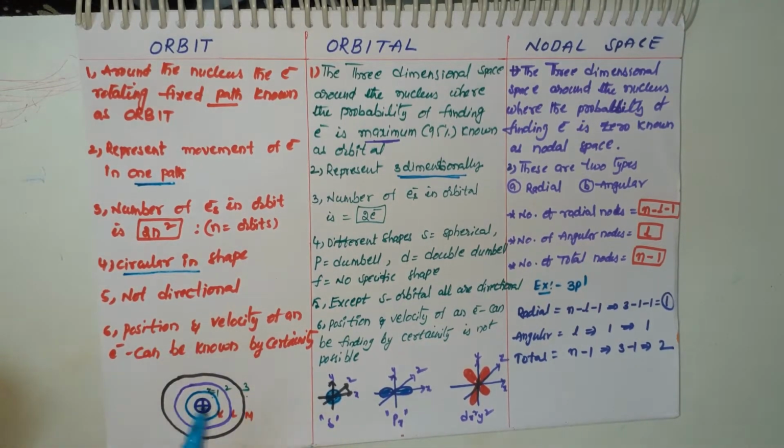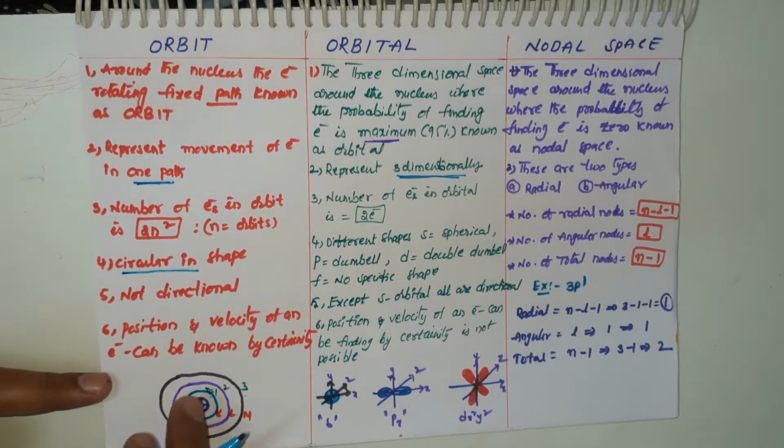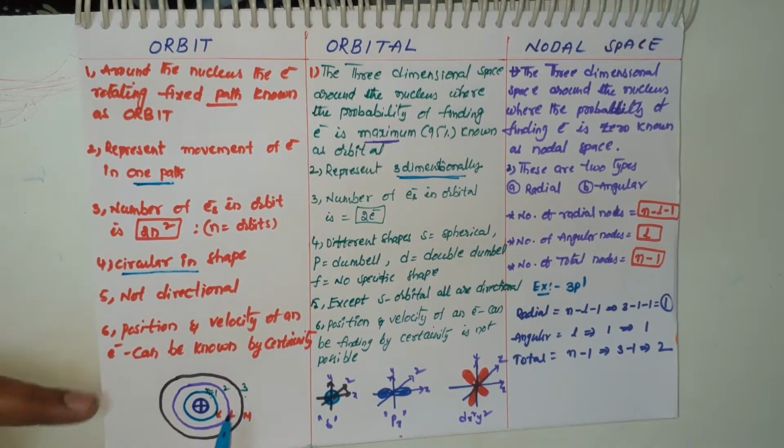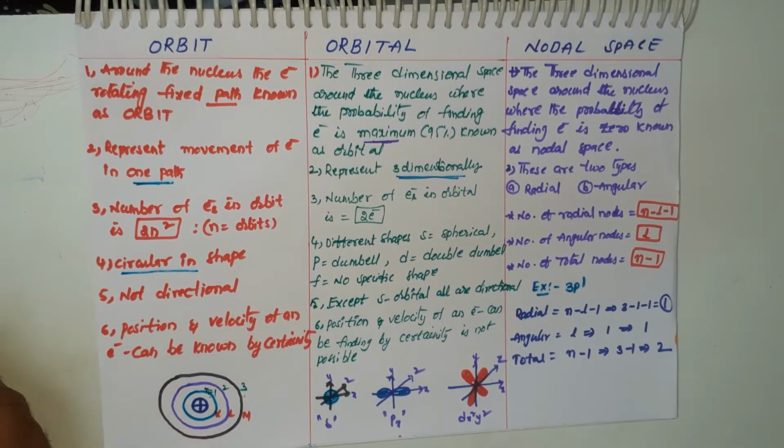Next, the orbits are circular in shape. Always circular in shape around the nucleus, like this. Around the nucleus, the shapes of the orbits are always circular. That is the path of electron movement.